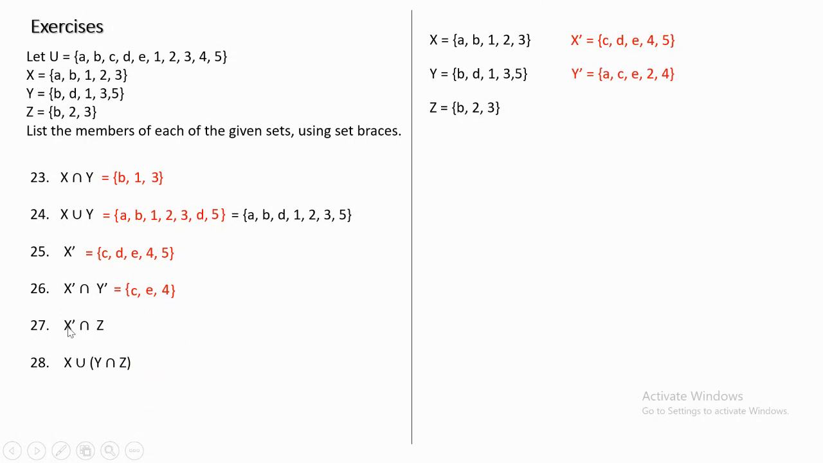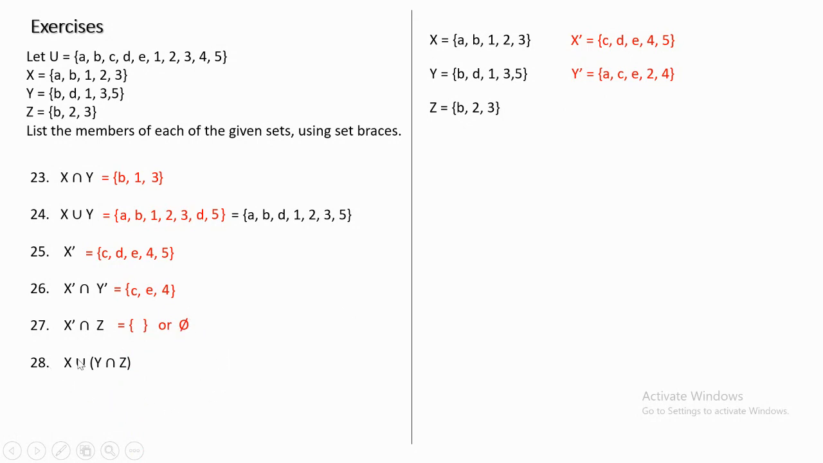Now, the not X, or complement of X, is right here on the right side in red. So not X intersects Z. What does not X and Z have in common, or where do they intersect? Do they both have a C in common? No. D? No. E? No. 4? No, not 4 and 5 either. So it's going to be the empty set. The empty set means the brackets with no elements inside, or like the 0 with a slash across it, vertically.